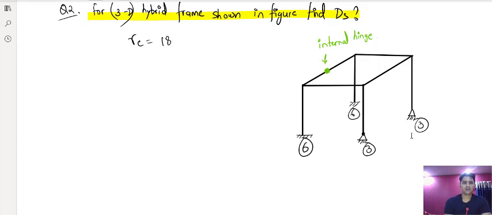And for calculating the members: this is 1, this is 2, this is 3, this is 4, 5, 6, 7, 8, 9.